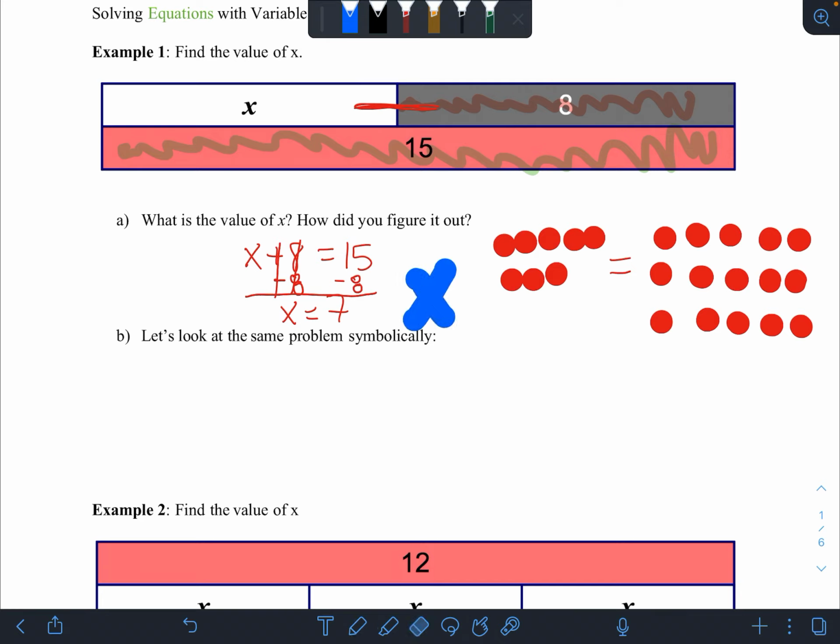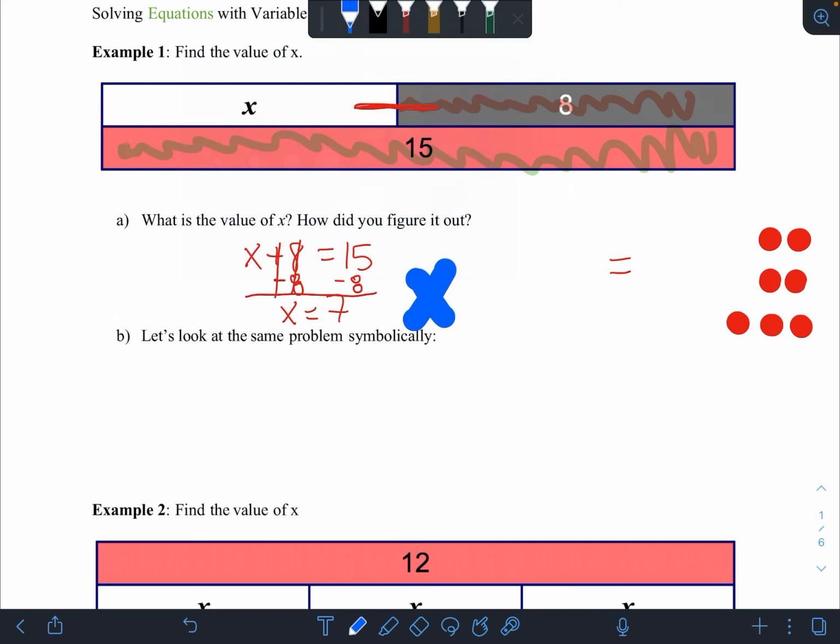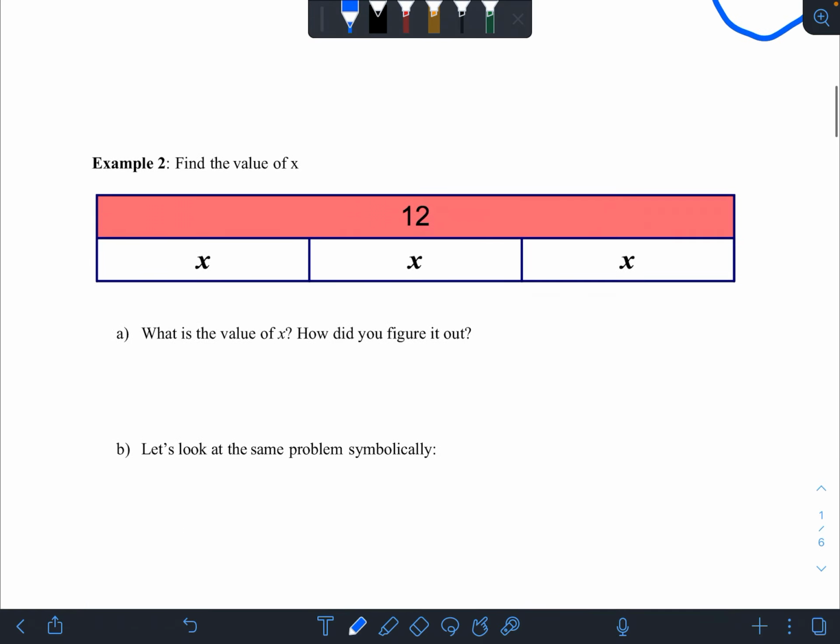I could slowly start taking things away from both sides because they're the same on both sides, right? We could take away one from the left and one from the right. Take away 2 from the left, 2 from the right. Take away 3 from the left and 3 from the right. And what you will see is at the end of all this, we have remaining exactly 7. That's what's remaining on the right side, and that's what we would have to have on the left side in order to keep everything exactly the same. Okay? Let's move on to example 2.